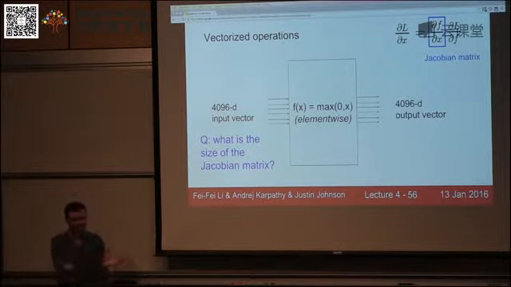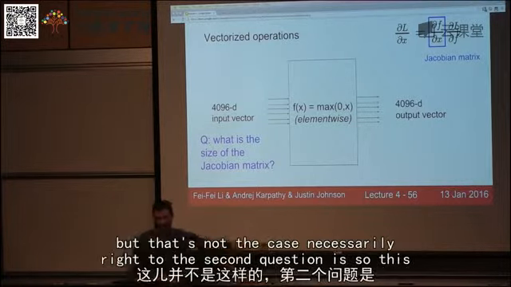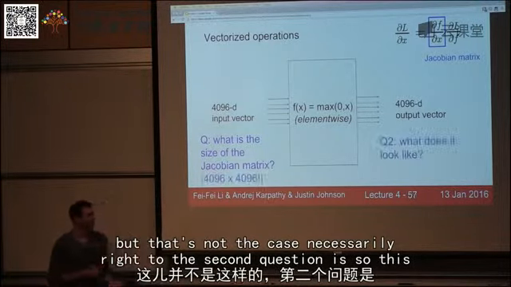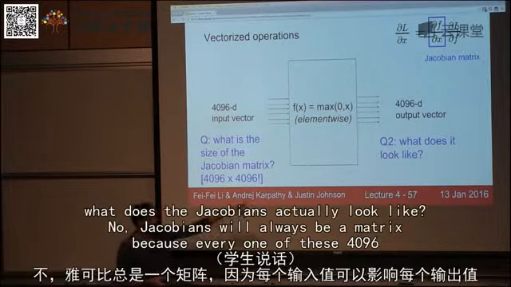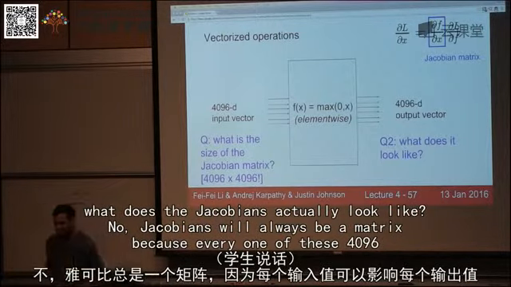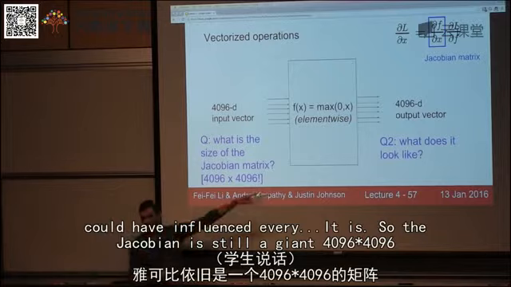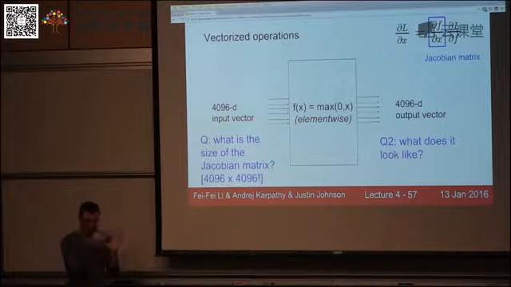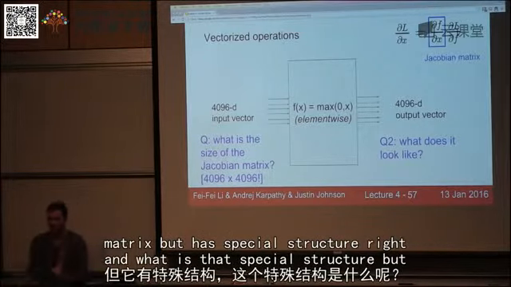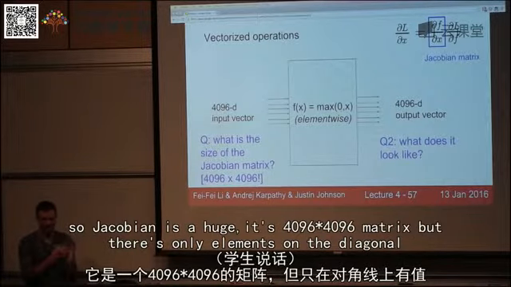It's 4096 by 4096. In principle, every single number in here could have influenced every single number in there. But that's not necessarily the case. So the second question is, this is a huge matrix, 16 million numbers, but why would you never form it? What does the Jacobian actually look like? Wouldn't it be a vector, because it's element-wise? No, the Jacobian will always be a matrix, because every one of these 4096 could have influenced every one. But you said it's element-wise. It is. The Jacobian is still a giant 4096 by 4096 matrix, but it has special structure. And what is that special structure? Good. It's diagonal, and some entries are even zeros.